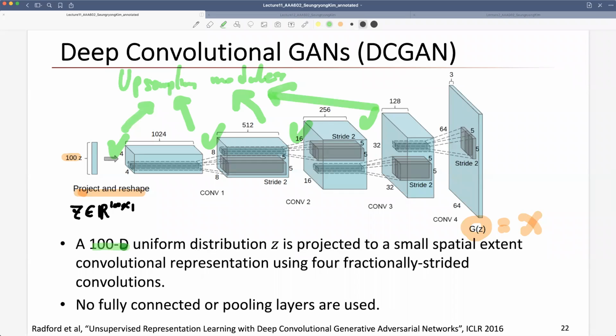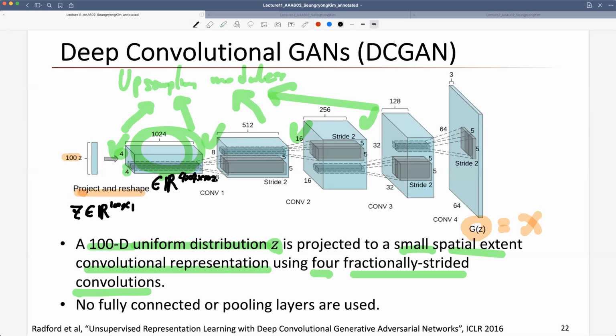So the 100-dimensional uniform distribution is projected to the small spatial extent convolutional representation like this, using a fractional stride convolution. The output is going to be 4 by 4 by 1024. And no fully connected and pooling layers were used in this generator network. Okay.